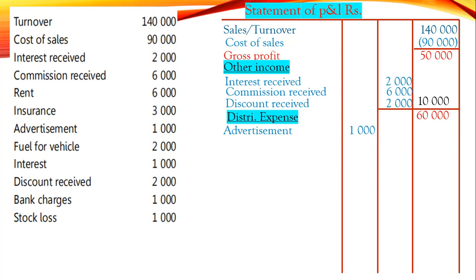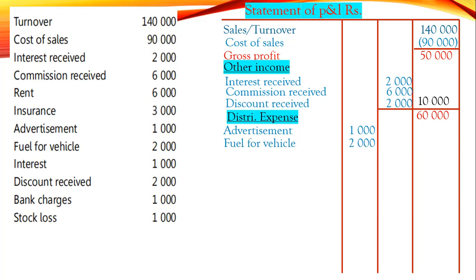Is it compulsory? No. You can write in the second column, you can write in the third column. But if you write in the first column, the statement will be very nice. It will be very beautiful, attractive. Then fuel for vehicle 2,000. That's all. Only 2 distribution expenses you have.